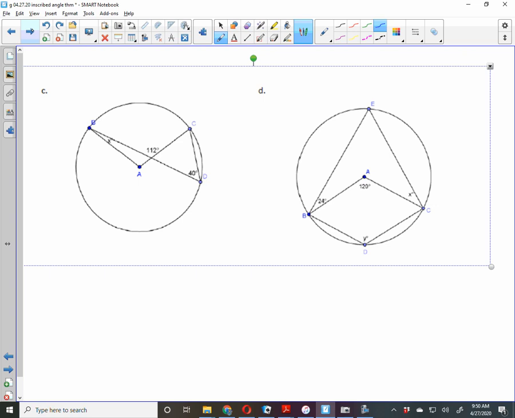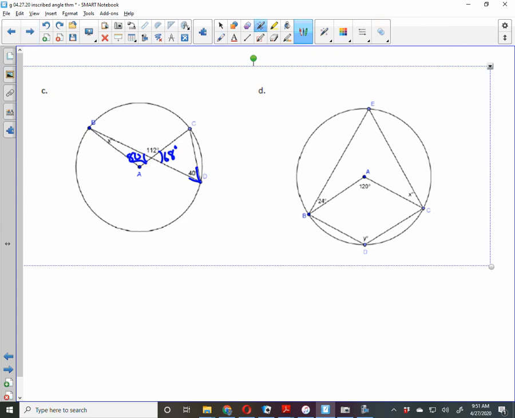All right. What do we got? We got 112. We know this angle here is supplementary to 112. What is that? 68 degrees, right? That means these are congruent because those are vertical. We know that this angle here is 40. Therefore, we know the central angle here is twice that. That's 80.